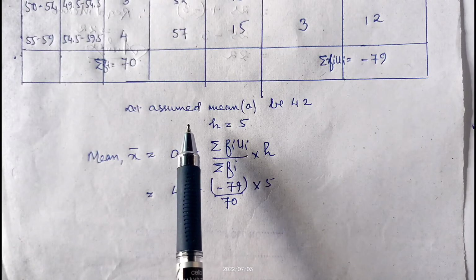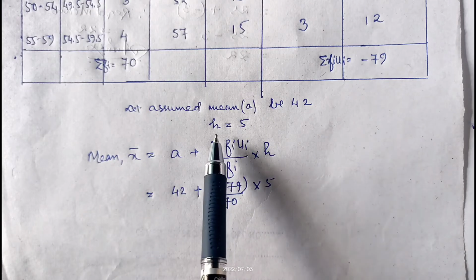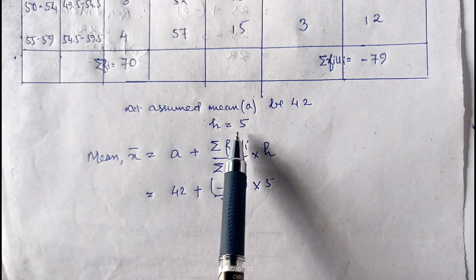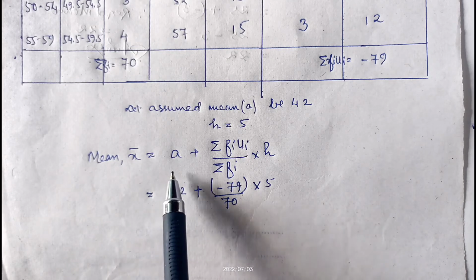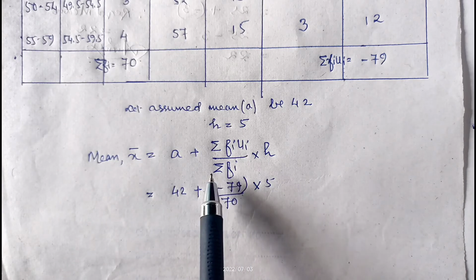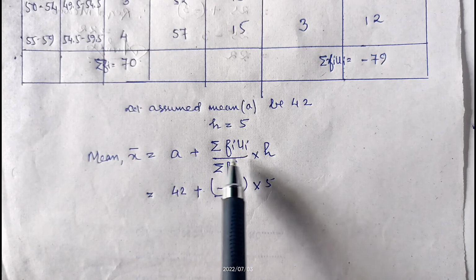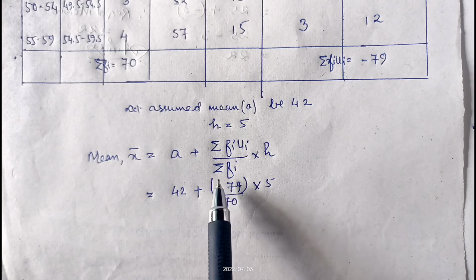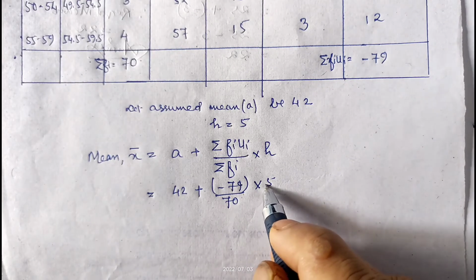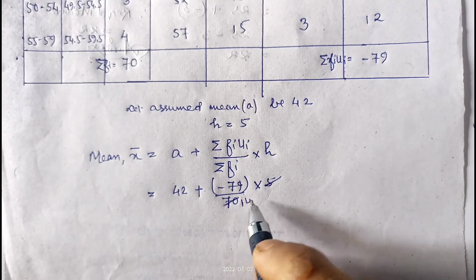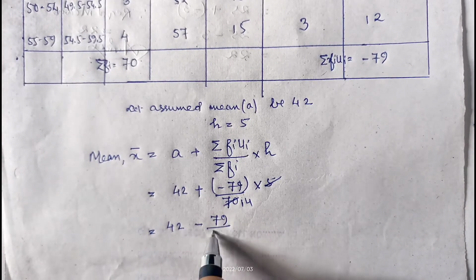As we have considered 42 to be the assumed mean, let the assumed mean A be 42 and the height or class size be 5. We know the mean formula used in the step deviation method, which is A plus summation f_i u_i by summation f_i, into h. A is 42 plus summation f_i u_i, which is minus 79, over summation f_i, which is 70, into 5. Now this 5 and 70 can be cancelled, so it will give 14. So it will be 42 minus 79 by 14.